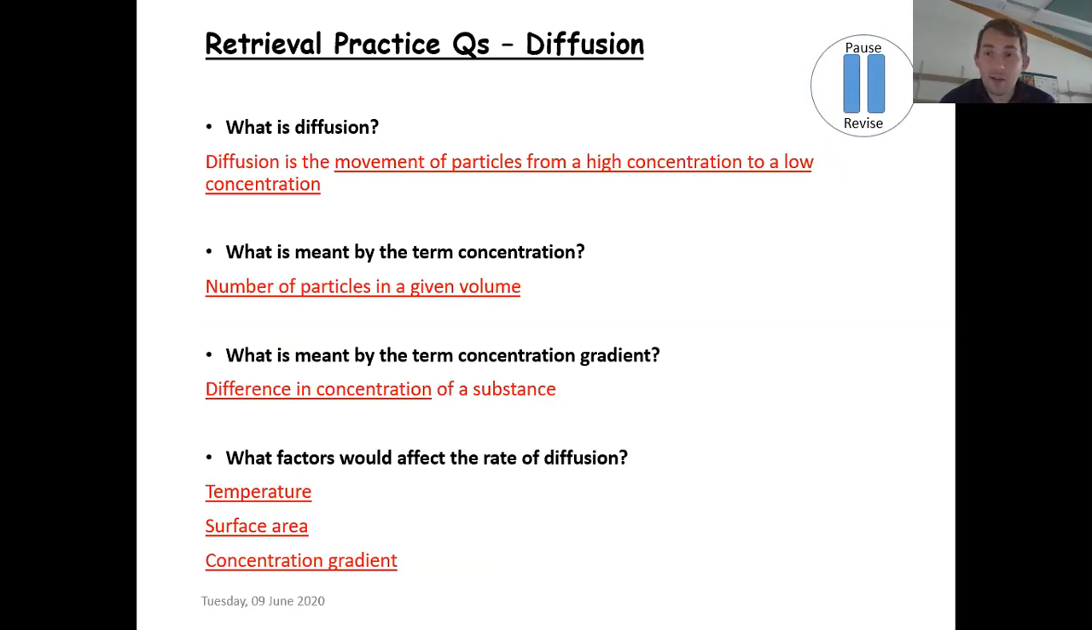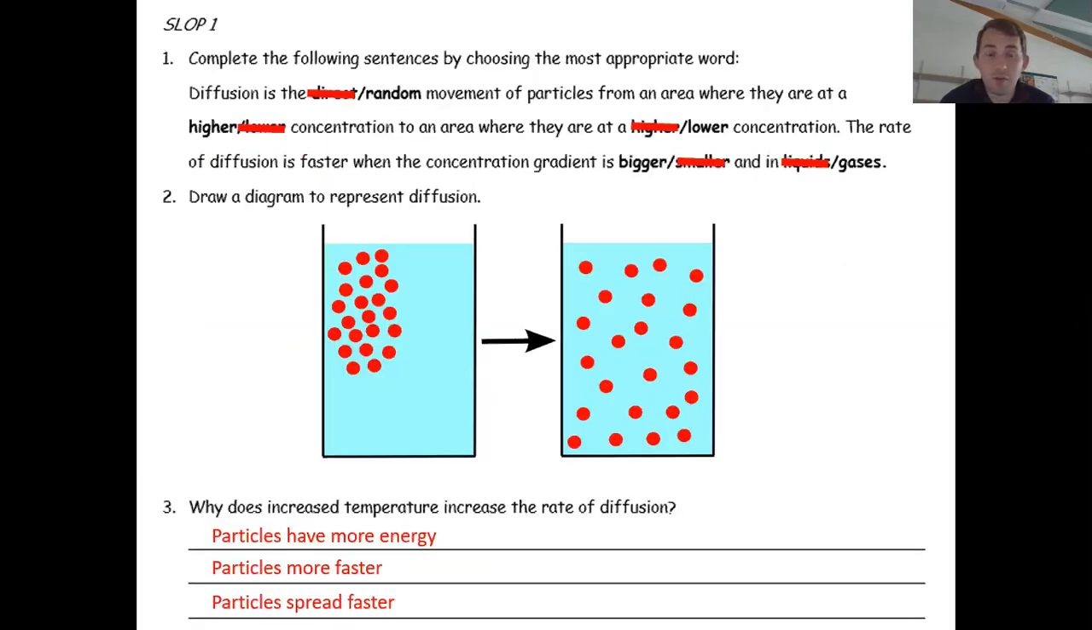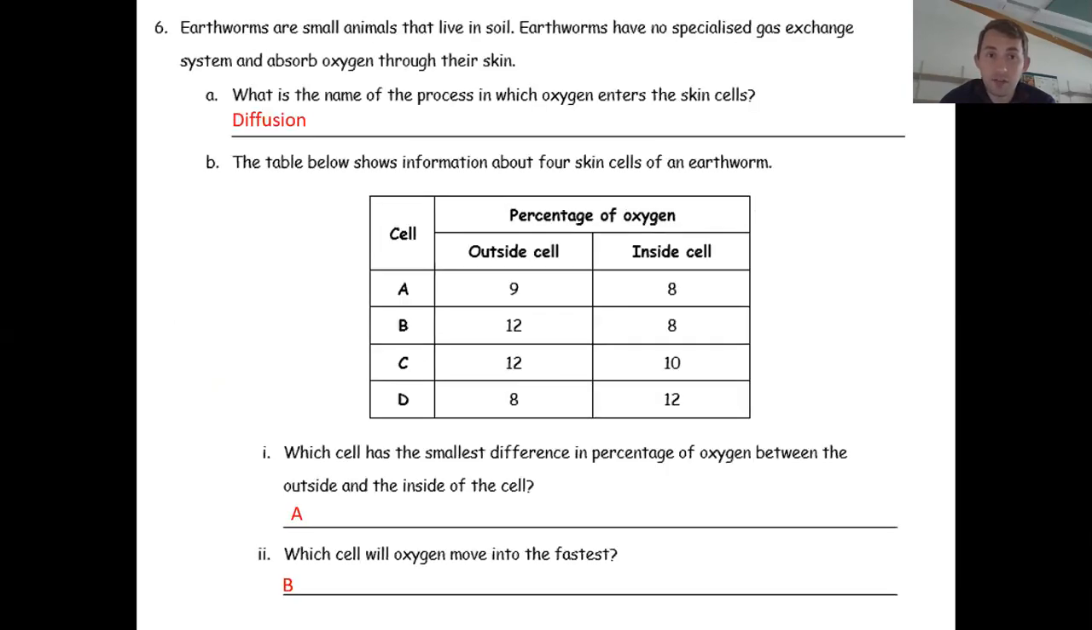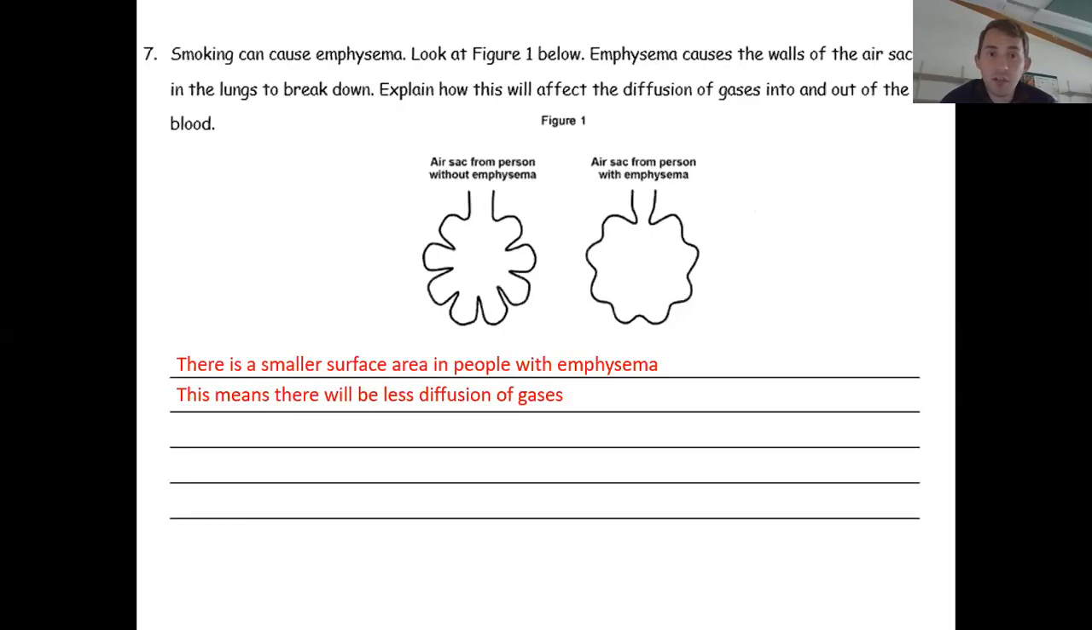So, end of last lesson, I gave you some SLOP. Let's go through the answers to the SLOP questions now. So question number 1, 2, and 3. The answers are there for you. Question 4 and 5 are on the board now for you. Question 6 about the earthworms. Here are the answers. And finally, question 7. Okay, all about the idea that people seem to have smaller surface area. This means they'll have less diffusion of gases.